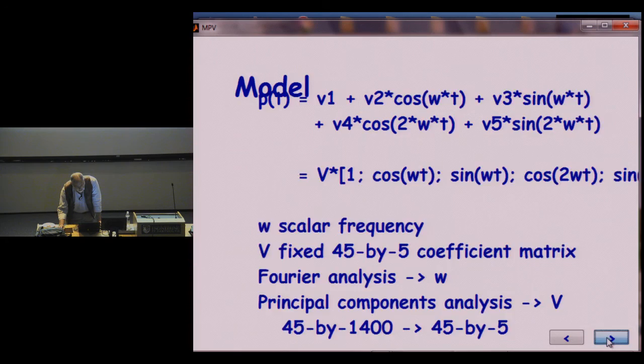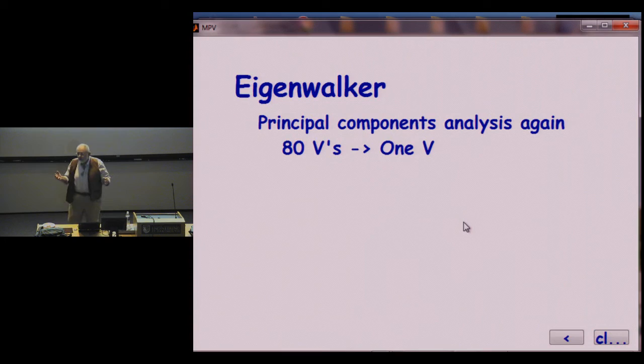So he has 60 subjects. And I think it's 60. We'll see in a minute. Maybe 80. 80, it says there. So he has 80 subjects. He takes the 80 sets of coefficients he has for those subjects and does principal component analysis now for the whole batch, and gets one set of principal components that he calls the eigenwalker.